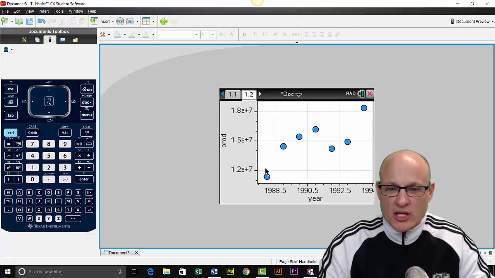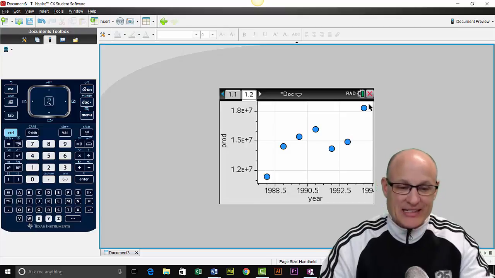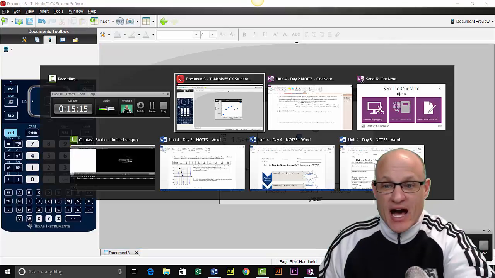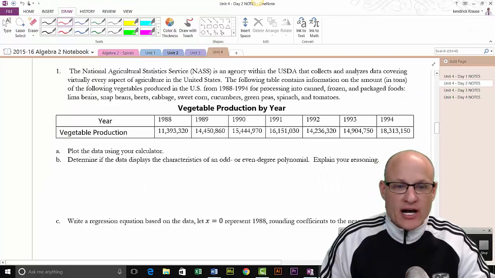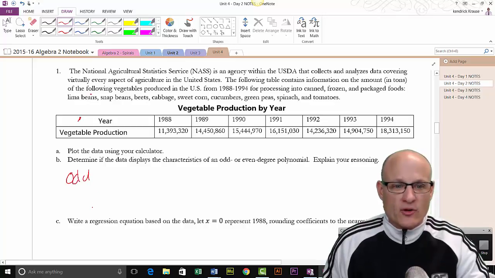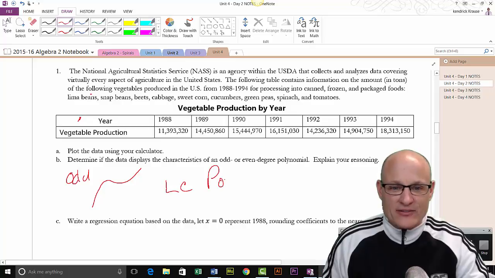So if I look at this shape, it's going down to the left and up to the right. That clearly to me signals an odd function. Is it odd or even? And not only is it odd, it's an odd function because it's going like this. We're also going to say its leading coefficient is positive.